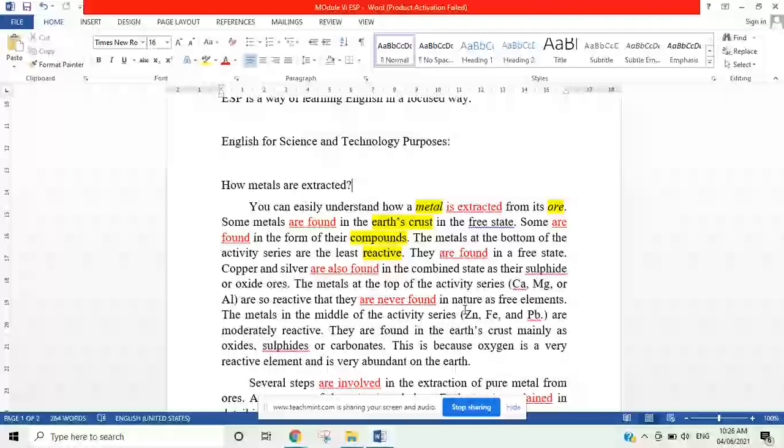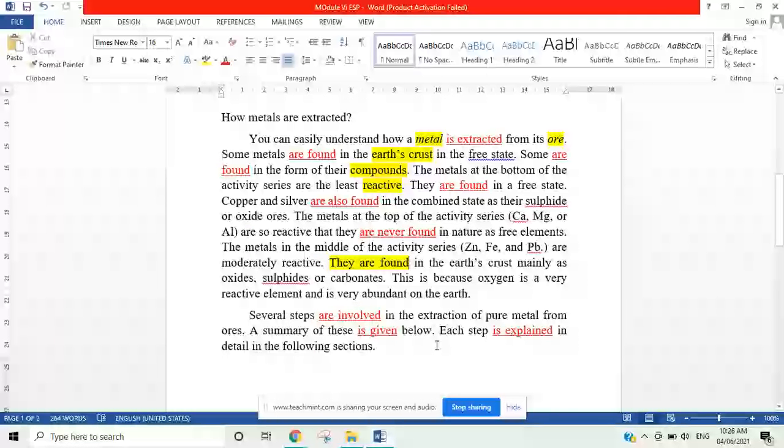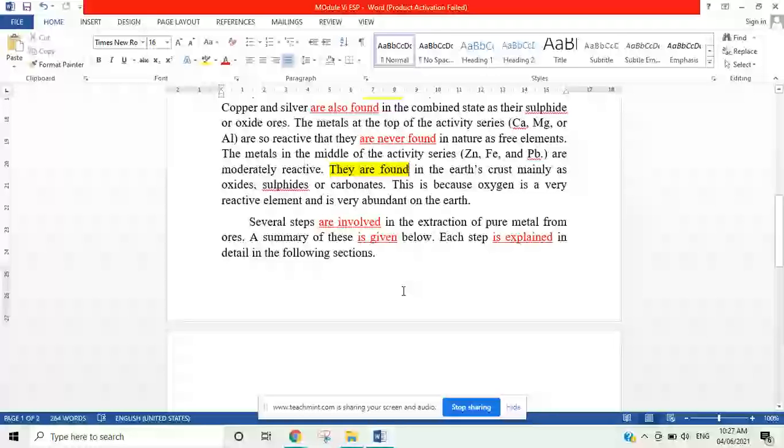They are found in the Earth's crust mainly as oxides, sulfides, or carbonates. This is because oxygen is a very reactive element and is very abundant on the earth. Several steps are involved in the extraction of pure metal from ores. So a summary of these is given below. Each step is explained in detail in the following sections.